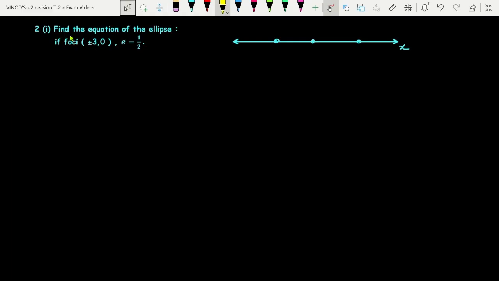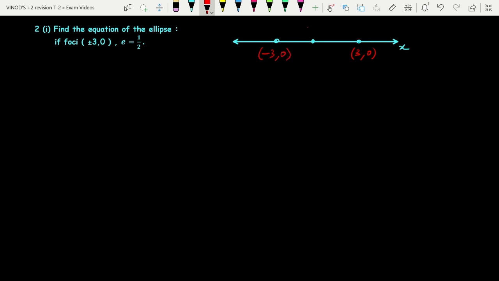Find the equation of the ellipse if the foci are (±3, 0) and the eccentricity e is equal to half. Foci (±3, 0) means the points are on the x-axis because the y-coordinate is 0. So (3, 0) lies on the right side of the y-axis and (-3, 0) lies on the left side of the y-axis.